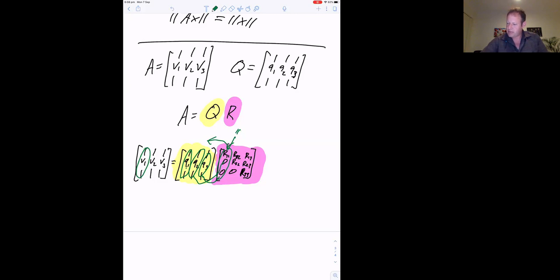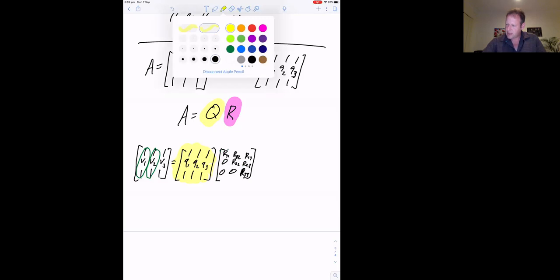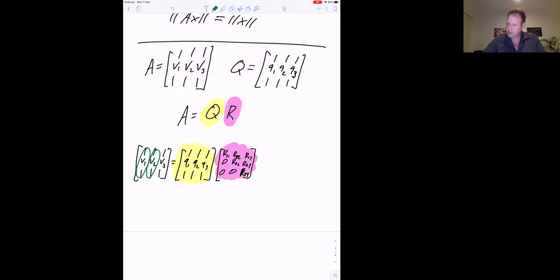Let's undo all this green stuff. We get to the next vector, V2. We don't want this green vector. Erase, erase. Okay, so this V2 is going to be a linear combination of R12 times Q1 and R22 times Q2. And that's how you're going to get V2.